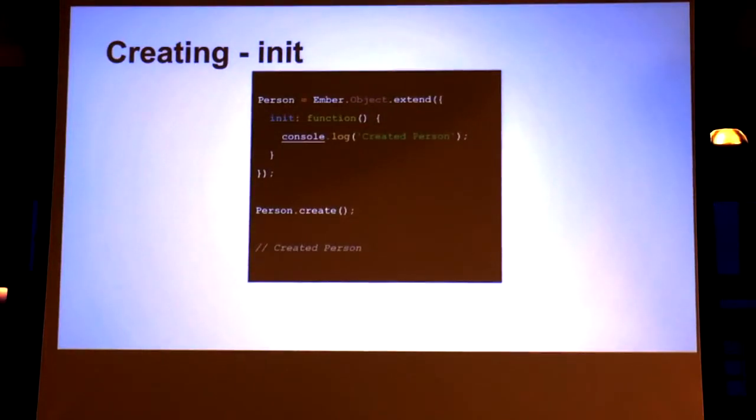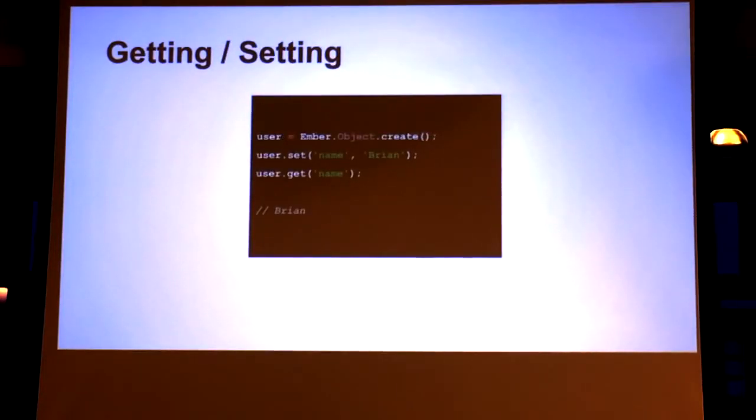One of which is init. Init is actually just the initialize function. After your object instantiates, this function is kicked off automatically, and it demonstrates that by logging out to the console. So down here we do person.create, and we can see that created person is logged out in the console.